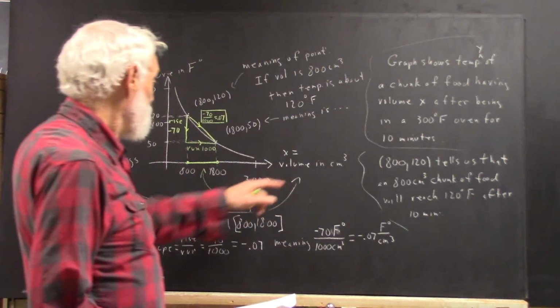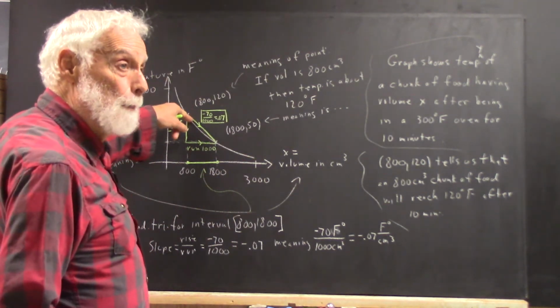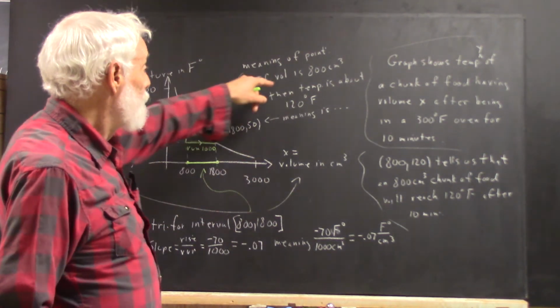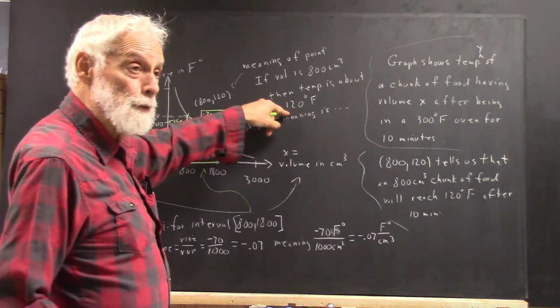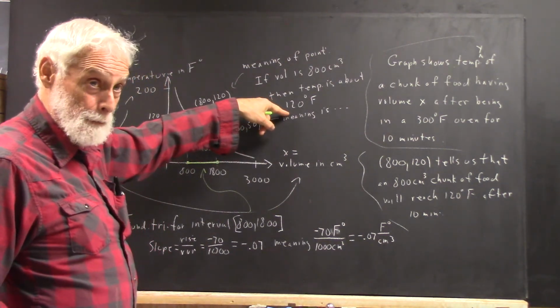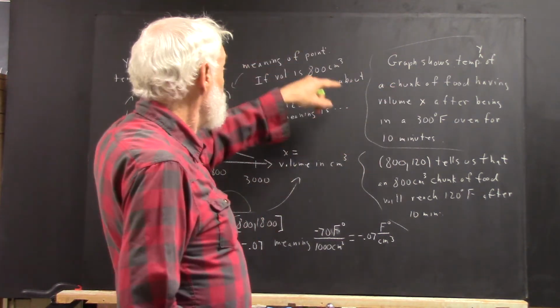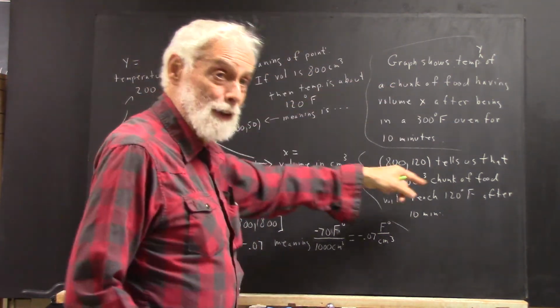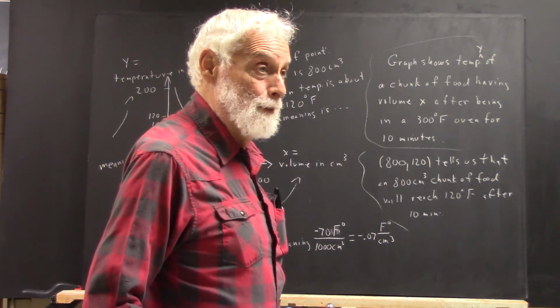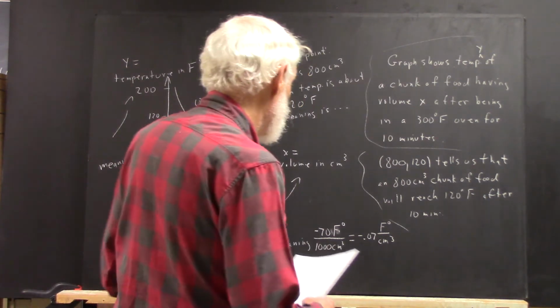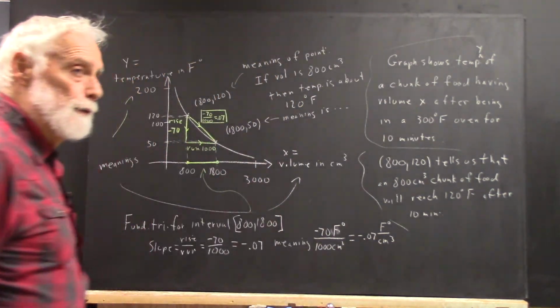Start with what these things mean. Start with what a point tells you. It says, if volume is 800 cubic centimeters, then temperature is 120 degrees. We've already got that, right? Now, when I put it in context, you can say that it goes in the oven and goes up to this temperature, because that's what it's telling you. Okay, what does the slope of the triangle tell you?